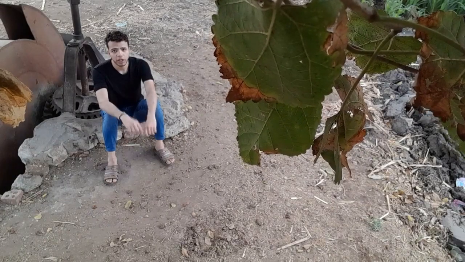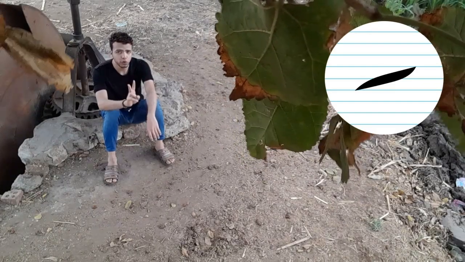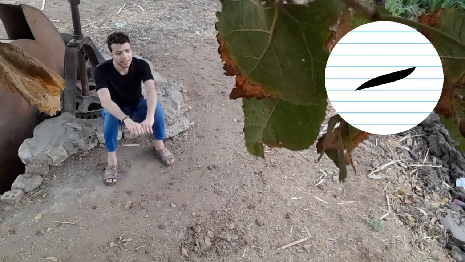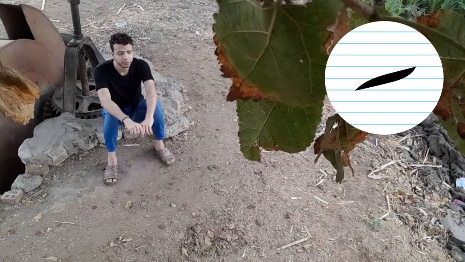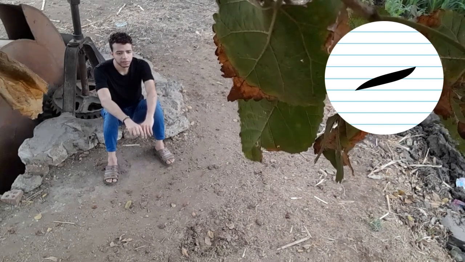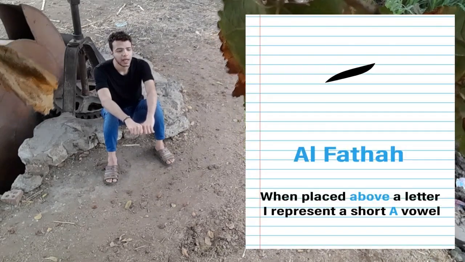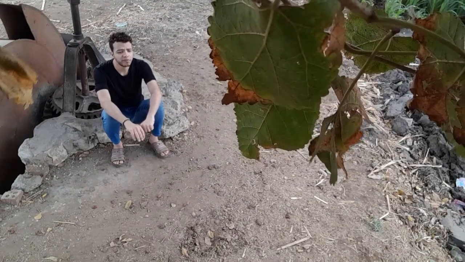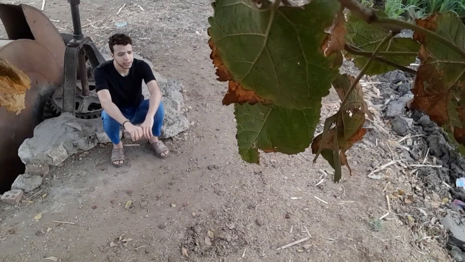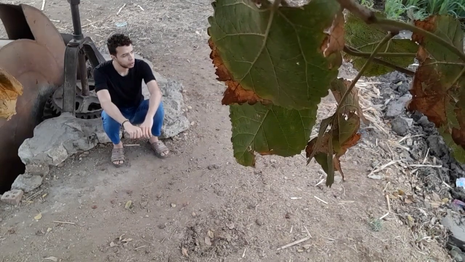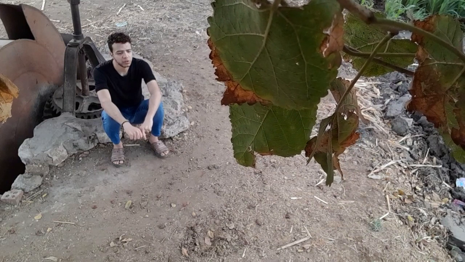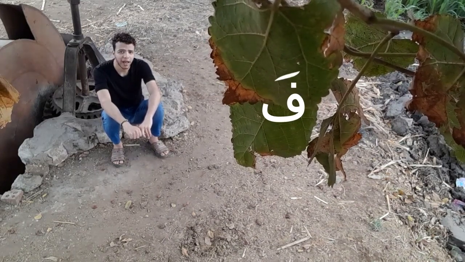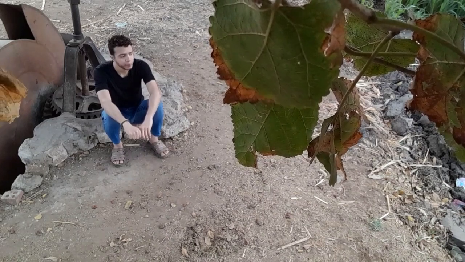The first mark is this one. It has two uses depending on its position in the word. When it's placed above the letter, it's called Fathah, and it represents a sound similar to the vowel A in English. So whichever letter it is sounds like na, ta, fa, ba, and so on.